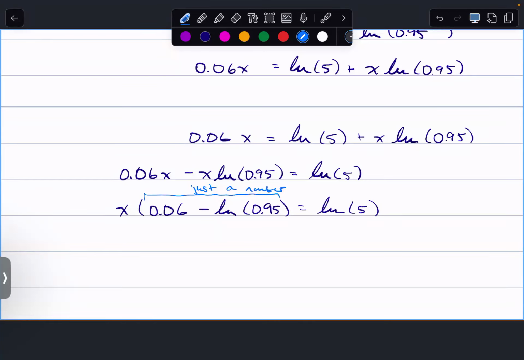What does that mean? That means that here, x is roughly 14.5. 14.46. Let's just say 14.5 years. So therefore, when will the populations be equal? The populations will be equal in 14.46 years.